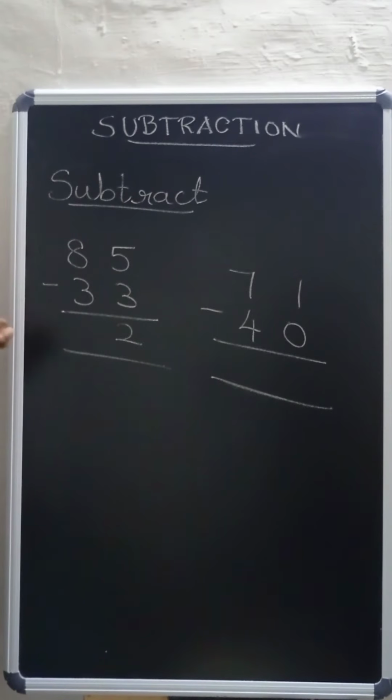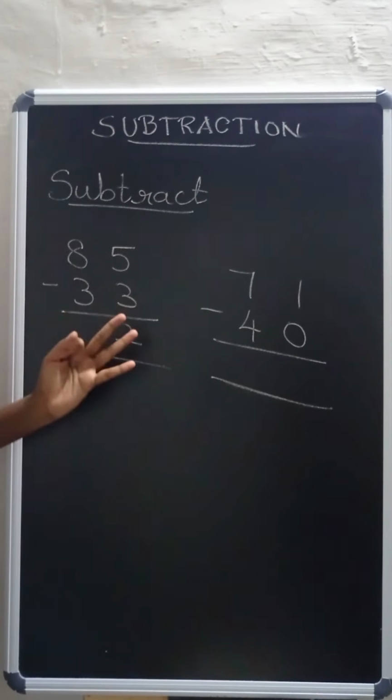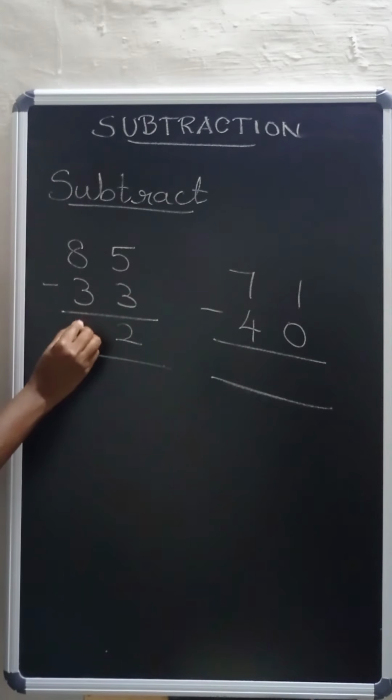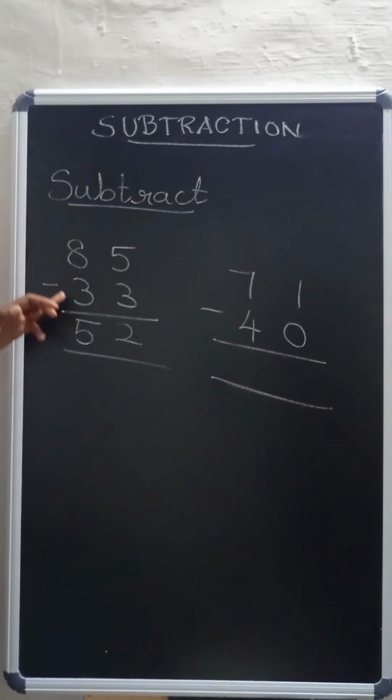Now, 8 minus 3. Now, count after 3 till 8. After 3, 4, 5, 6, 7, 8. So, you got 5 fingers. So, 85 minus 33 is equal to 52.